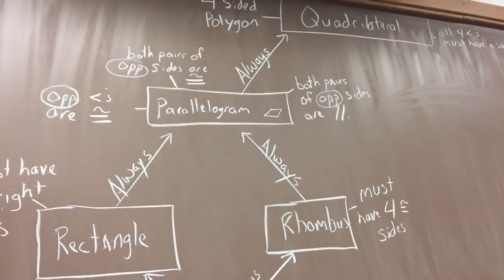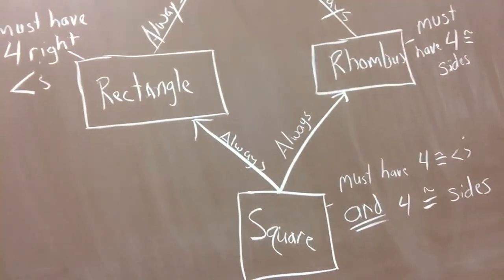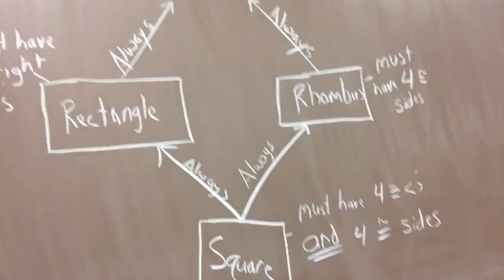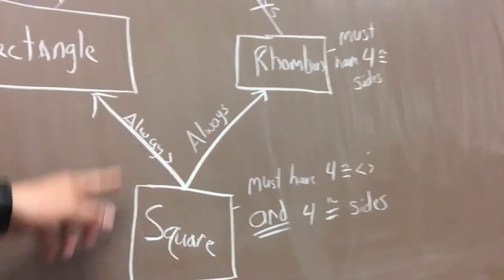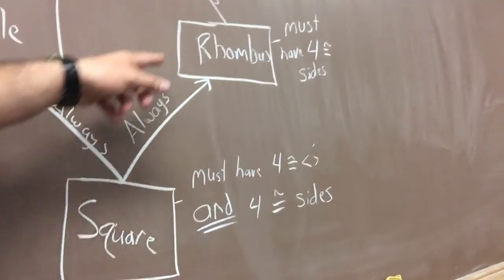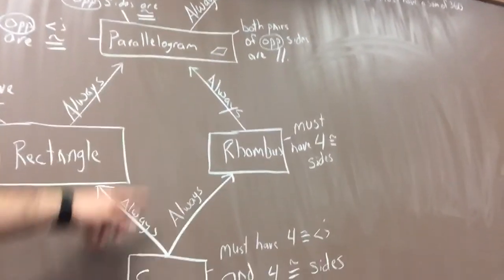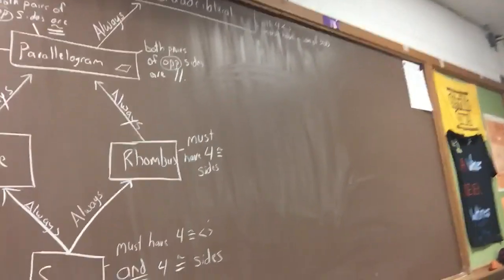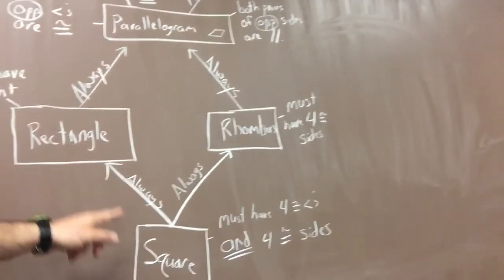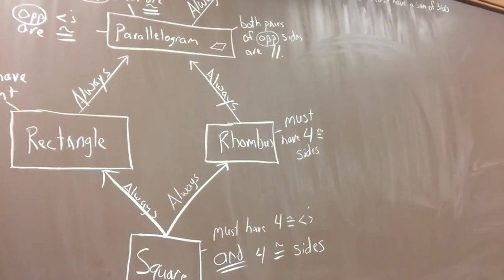Quadrilaterals. Here's our flow chart. So if we start off at square, a square can always be a rectangle and a rhombus. A square can always be a parallelogram. A square can always be a quadrilateral. A rectangle is sometimes a square, but not always. The always arrows only go up. Questions?